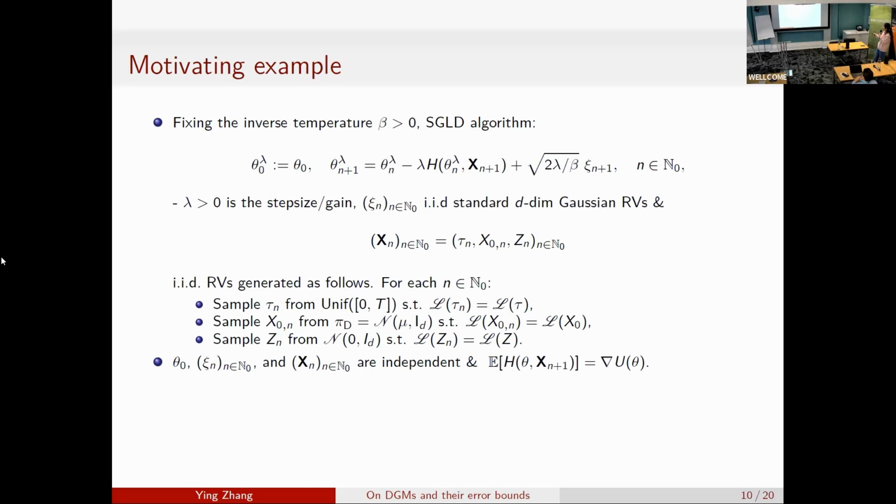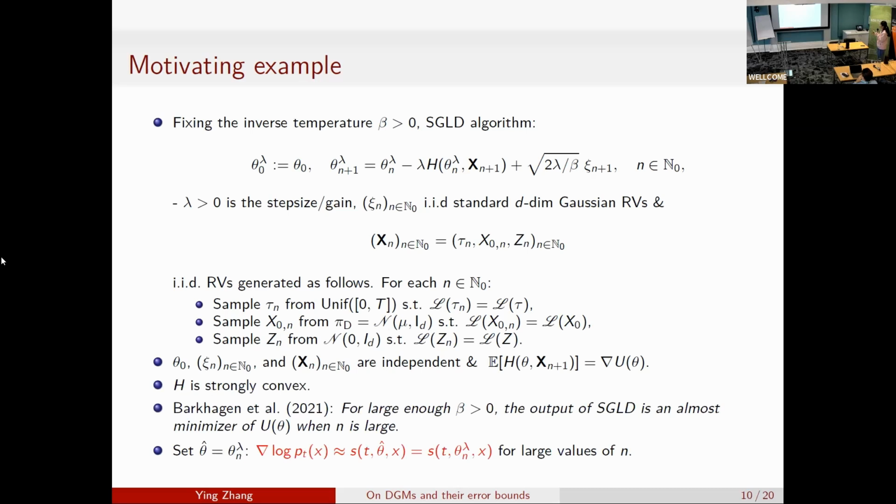Then by doing this, we can show that the stochastic gradient is in fact an unbiased estimator of the exact gradient of the objective function. We further impose the condition that theta 0, ξn and Xn are independent. Then, given the fact that we can calculate and prove that H satisfies some convexity condition, if you do the calculation, you will see that when you take expectation, the exact gradient is strongly convex.